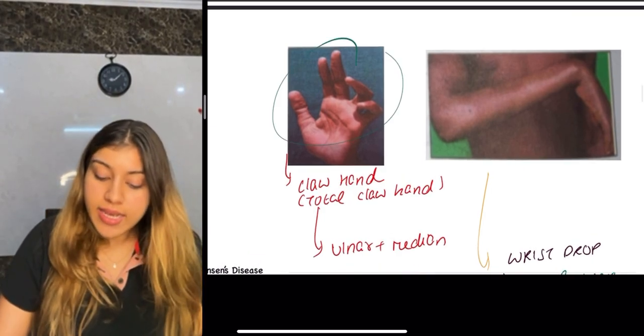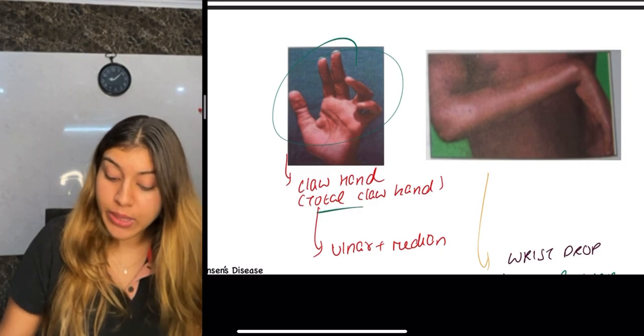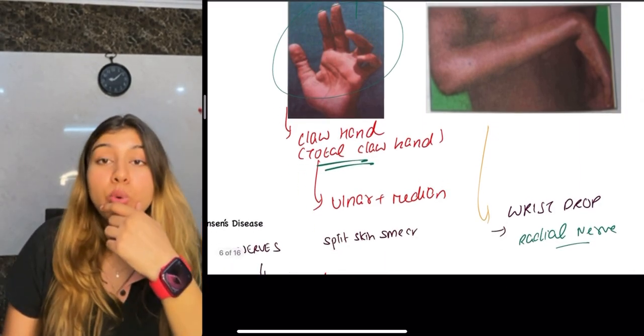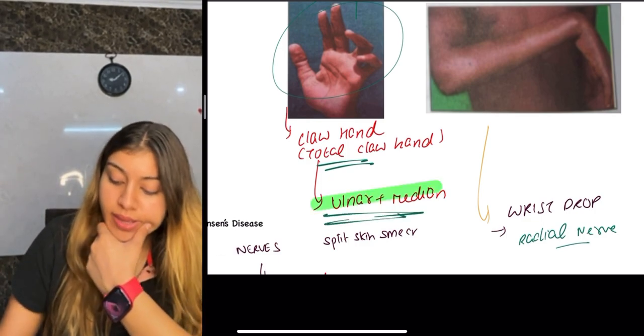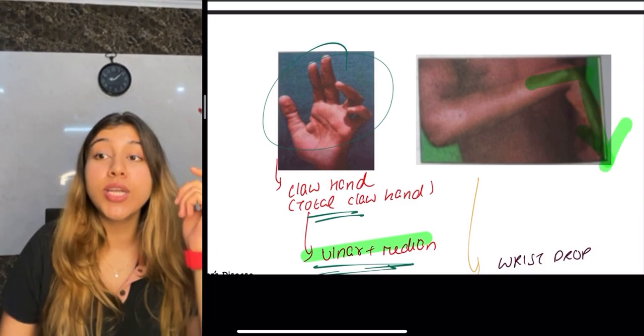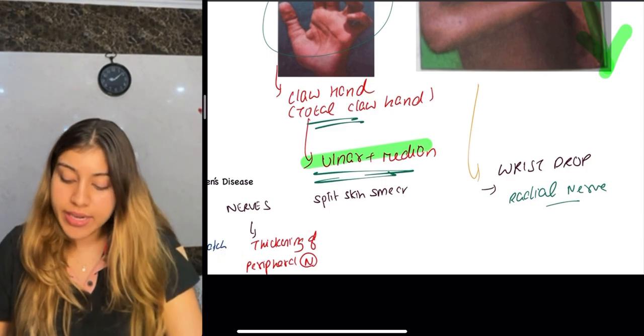Now, guys, these are some features that we will see in patients with Hansen's disease. What is this? This is a partial claw hand, or in some cases, this can even lead to total claw hand. And if the total claw hand is involved, what are the two nerves that are involved? Very good. It's going to be your ulnar and your median nerve. And what is this, guys? We can see the wrist has dropped. This is your wrist drop. Wrist drop is because of which nerve, guys?